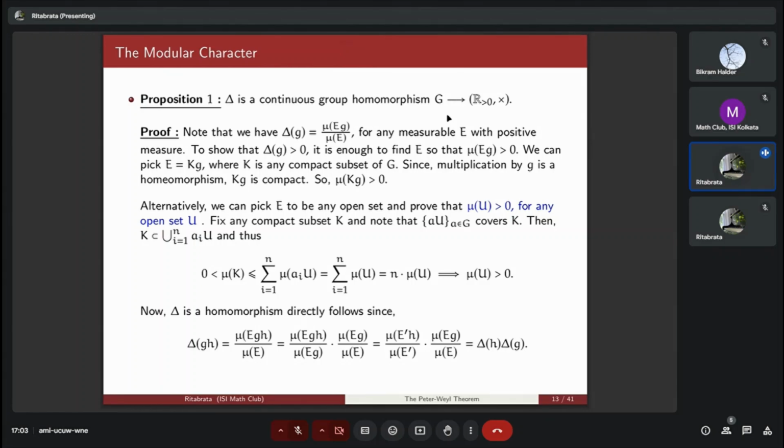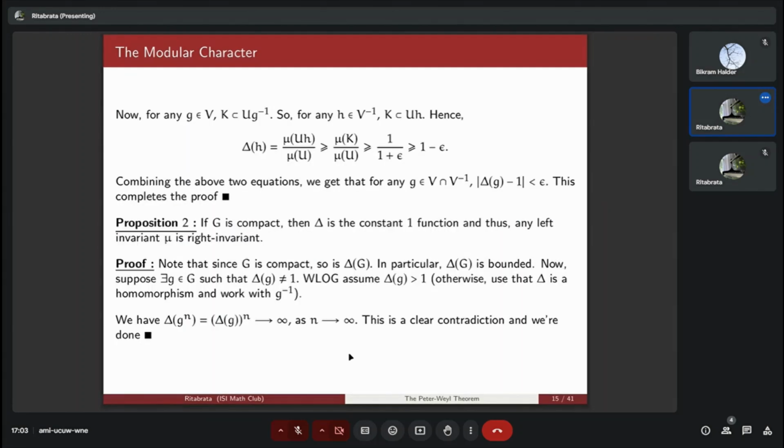Now we will show that if our group G is compact, then this delta function is constant. Actually, this will be a very general proof, it doesn't depend on delta. Basically, if we have any continuous group homomorphism from a compact group to R cross, then it will be constant. And the proof is very easy. Since G is compact, the image of G under delta is also compact. In particular, it is bounded. Now we want to show that this is the trivial map to 1.